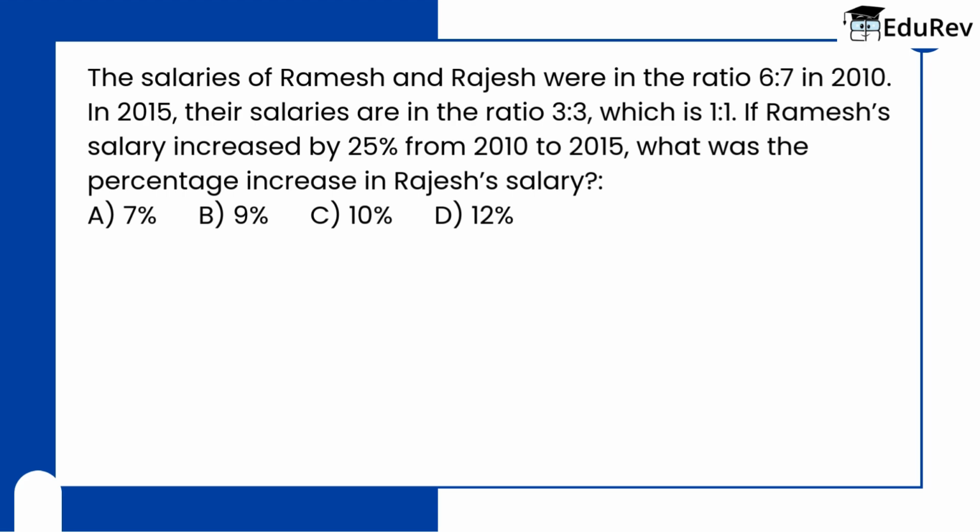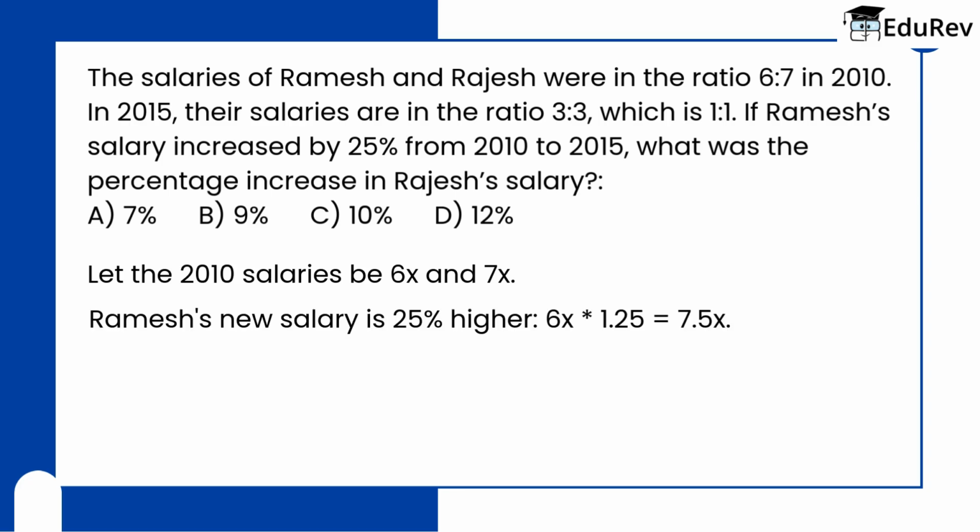The solution is, let the 2010 salaries be 6x and 7x. Ramesh's new salary is 25% higher. 6x times 1.25 equals 7.5x.